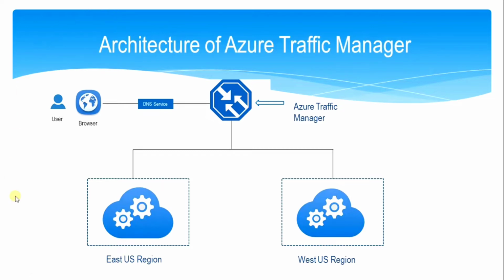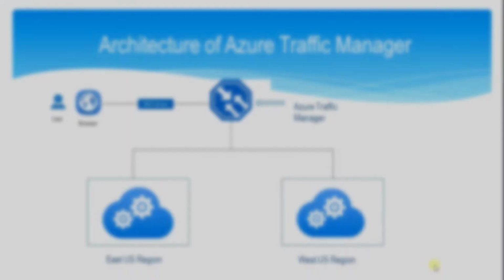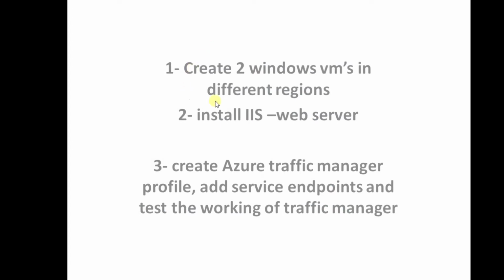Before starting the demo, let us first understand the steps that we are going to perform. We are going to create two Windows virtual machines in different regions. We will install IIS to make these VMs web servers, and then we will create the Azure Traffic Manager profile with service endpoints. We will test the working of the Traffic Manager and see how the requests are routed to the service endpoints. So now let's go to the portal and see.